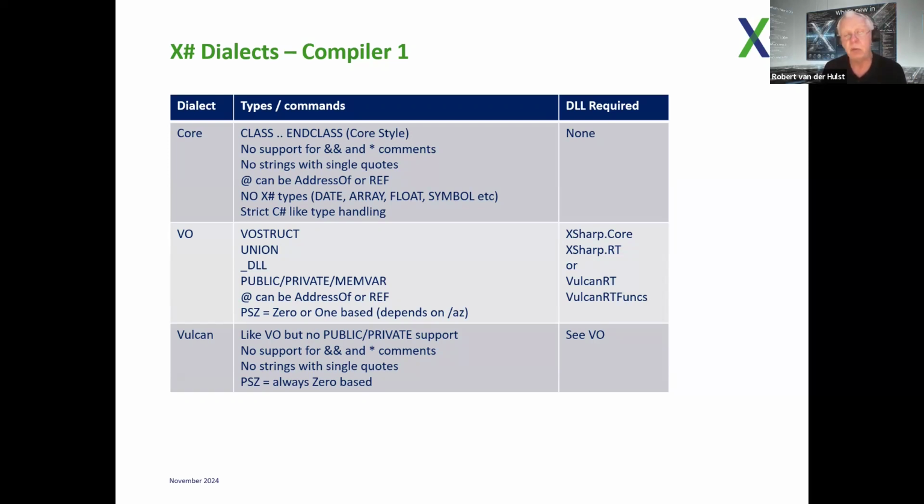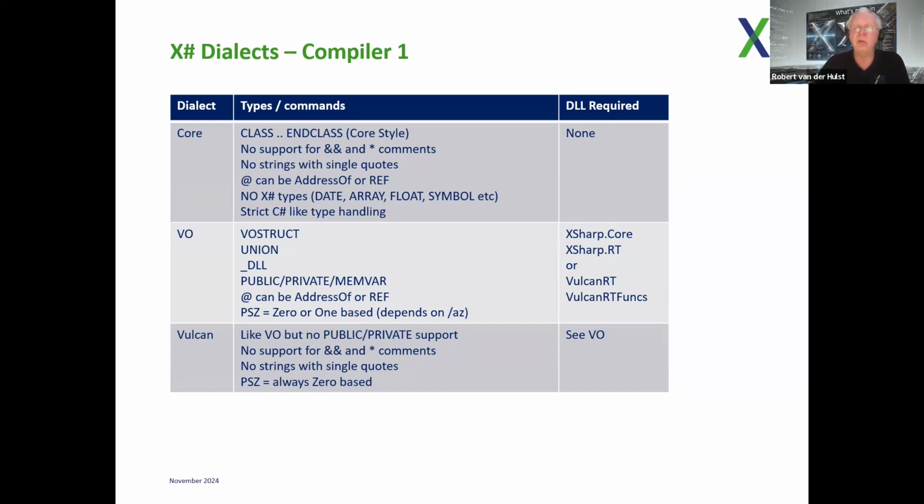And you can also see that we do not support double ampersand and star for comments, and we do not support strings with single quotes. VO does. As you can also see in the last column, if you compile in the VO dialect, the compiler will make sure that you either include X# core and X# RT or Vulkan RT funcs. If you do not include those, then the compiler will not compile because a lot of the code that it outputs depends on that.